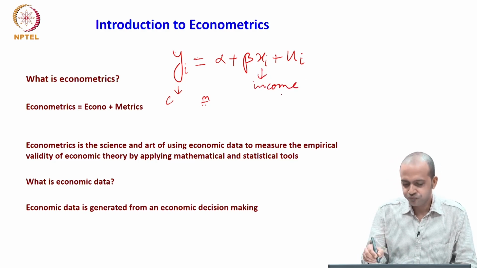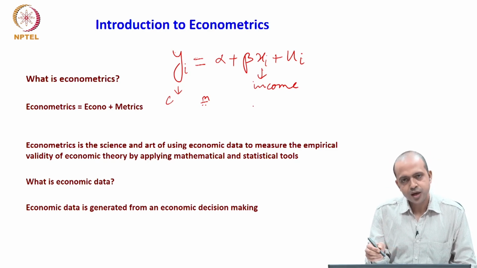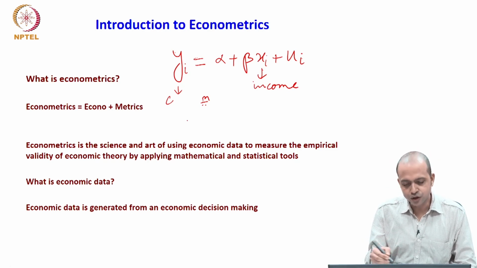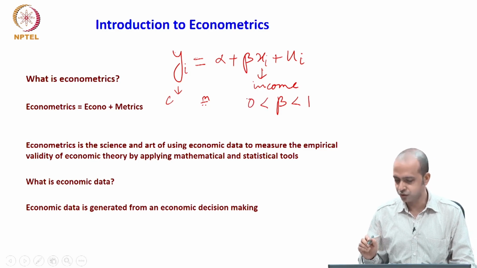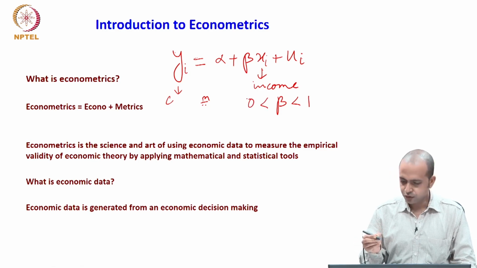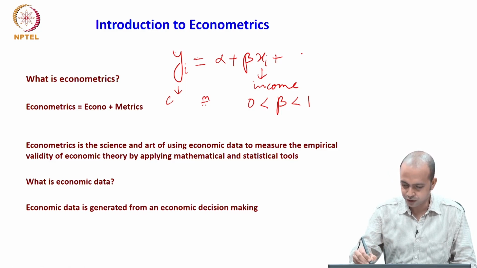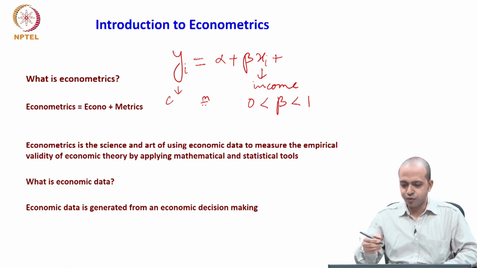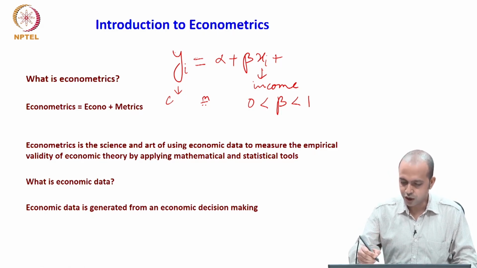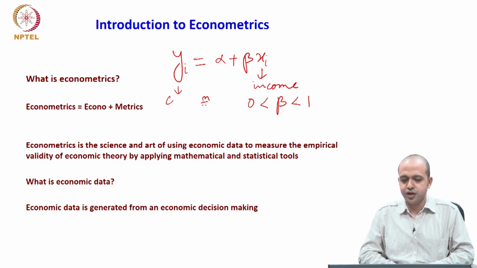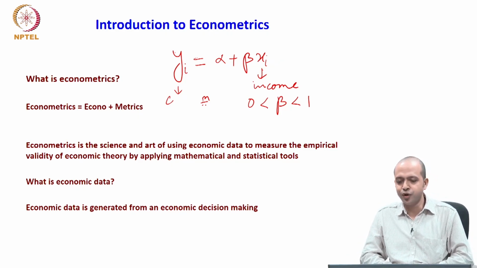And when I am saying that as income increases, consumption also increases but less than proportionately, how will you specify that? You have to put a restriction on this parameter beta. So, beta is basically less than 1 but greater than 0. Sorry, I have included one error term here, that should not be there. So, my model is basically y_i equals alpha plus beta x_i.